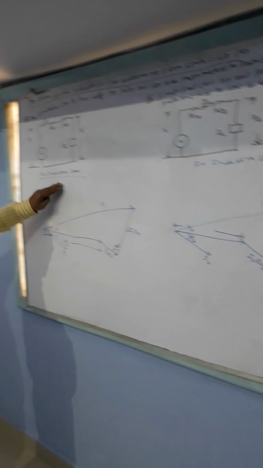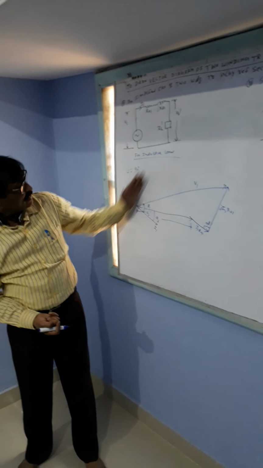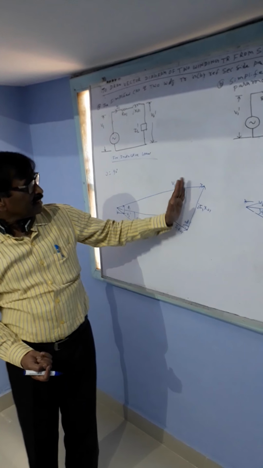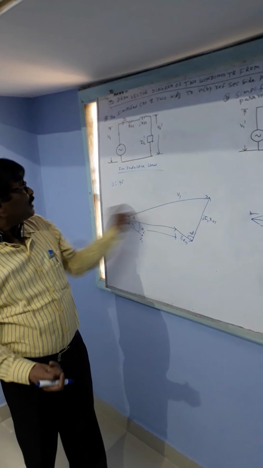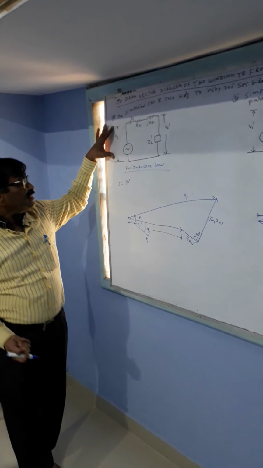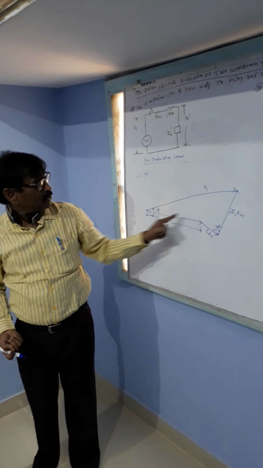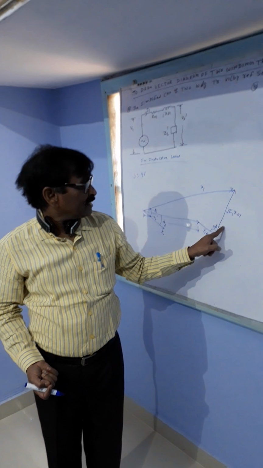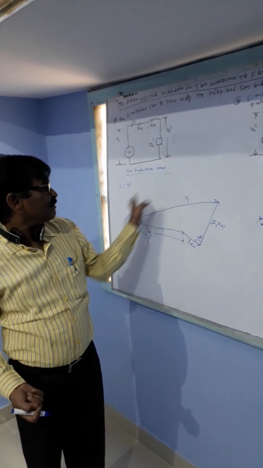If the load is capacitive, this I1 will be leading this V2 dash in this direction, and I1 R01 will be in this direction. I1 X01 will be in this direction, and the final point and initial point will be joined to get the value V1. For purely resistive load, I1 will be in phase with V2 dash in this line. I1 R01 will be in this line. I1 X01 will be here, and the meeting point of these two will be V1.